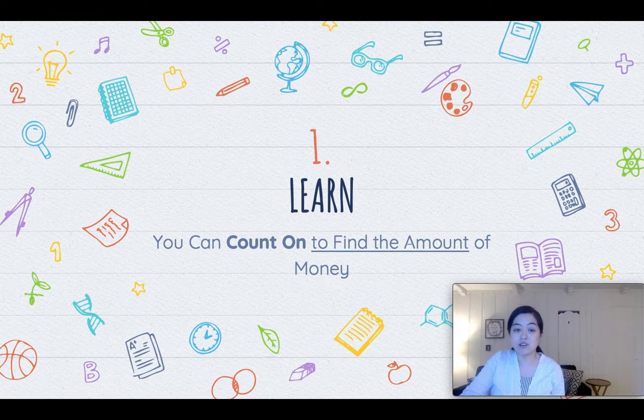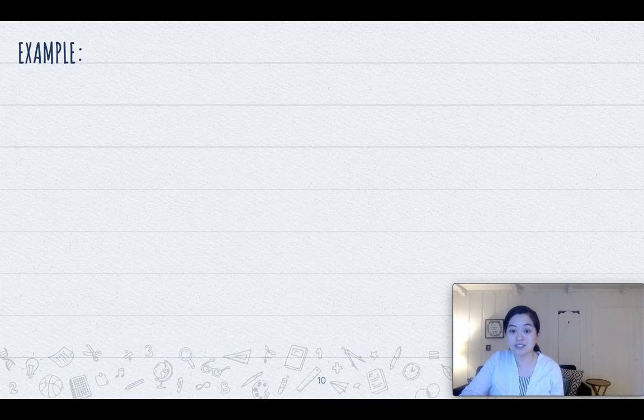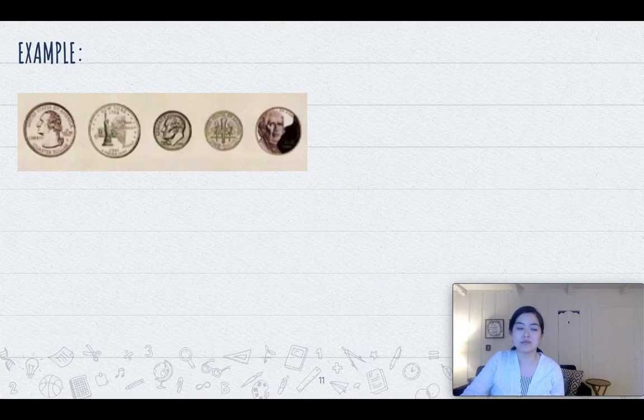We're going to count on to find the amount of money we have. Let's look at this example. What kind of coins do I have? Let's see, these look like the biggest silver coins, so these are quarters. These are the smallest silver coins, so these are dimes. And then we have a medium-sized silver coin, which is a nickel. So here are the values of the quarters, dimes, and nickel.